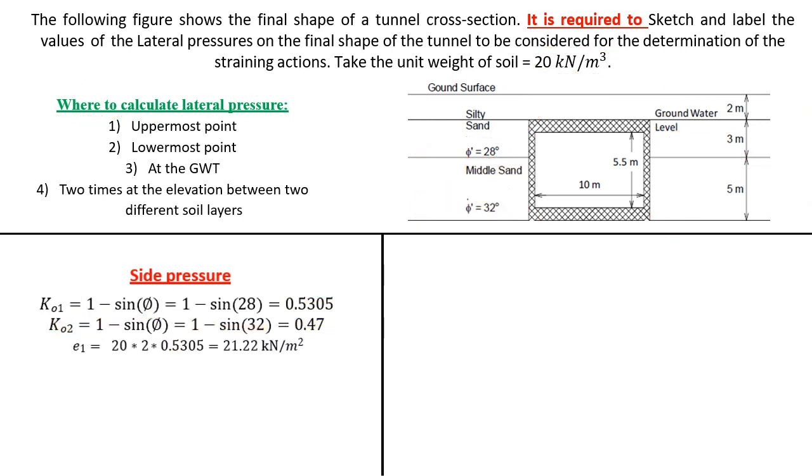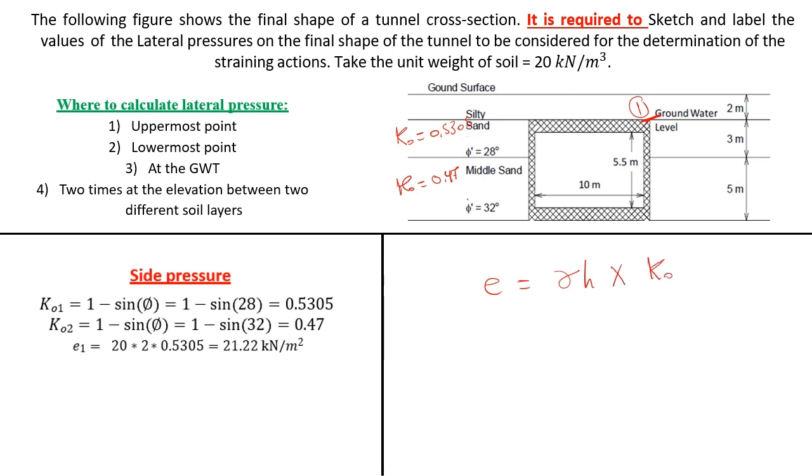So for our problem, again, we have here for the upper soil layer a K0 value of 0.5305, and for the lower soil layer you have a K0 value of 0.47. So let's begin our calculations. For the first point, which is the uppermost point of your underground structure, you have to calculate the lateral earth pressure coefficient, and then you will have to calculate the stress. So the stress E, or sigma, will be gamma H by K0.